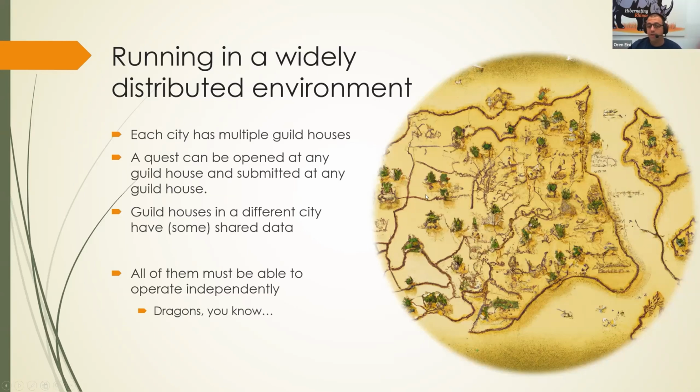The guild houses now need to share some data. At the same time, quite obviously, I have to deal with dragons. I have to deal with disconnect in the network. So even though I have to be able to create this mesh of setup so that I can do everything wherever I want, at the same time, I have to be able to operate completely independently. So how am I going to do that? Let's go and see how this works.